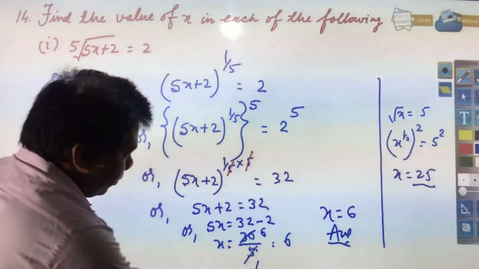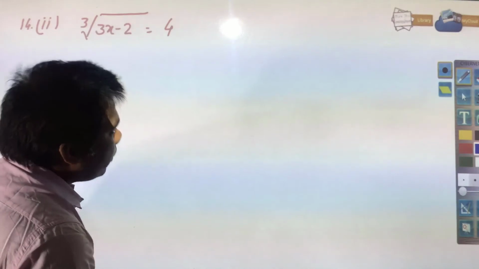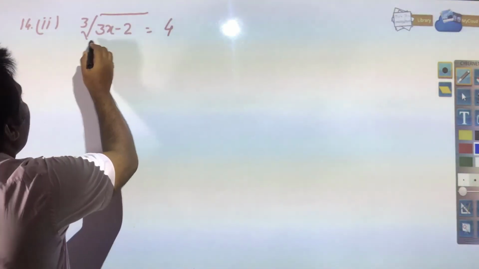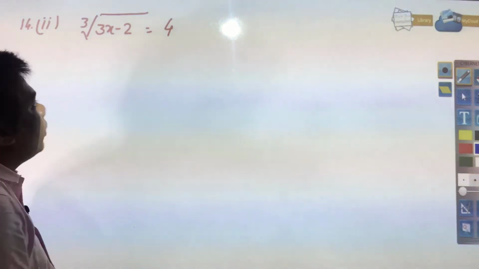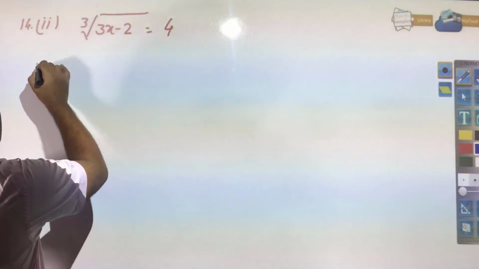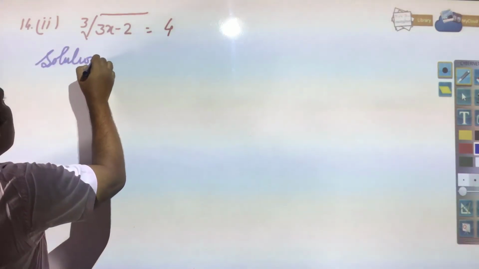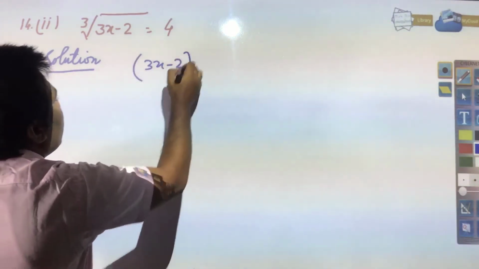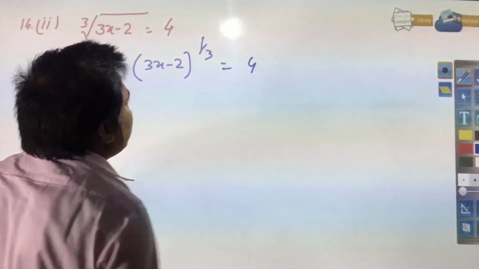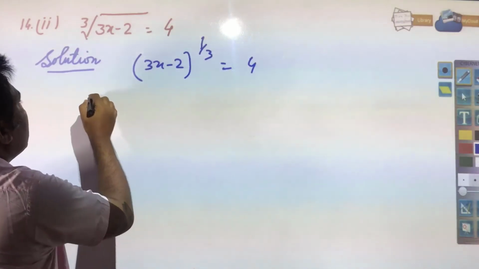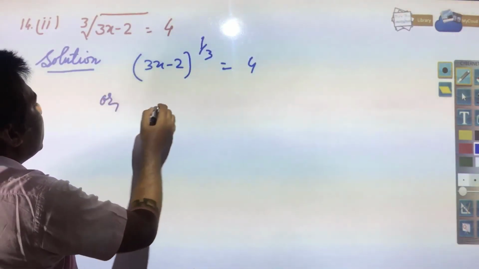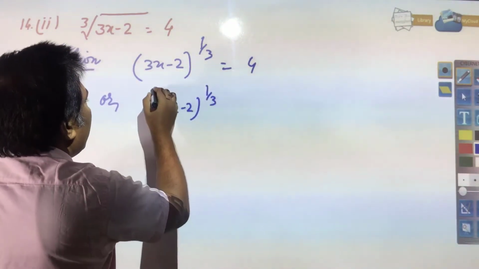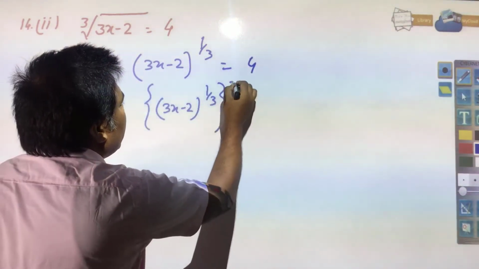Next we will see the second one. You have the cubic root of 3x minus 2 is equal to 4. So, how will we solve this? You see, (3x minus 2) to the power 1 by 3 is equal to 4. The same thing is required to be applied. It can be written as (3x minus 2) to the power 1 by 3, and the whole to the power 3 we will take on both sides.